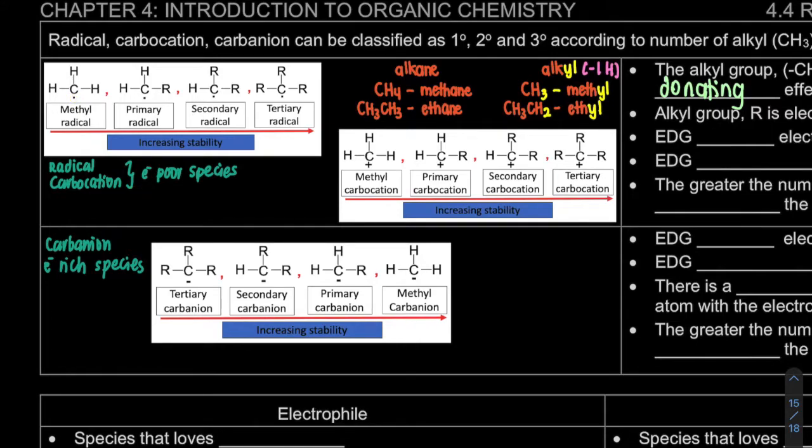Okay, for the case of carbocation, remember, because the bond is broken, otherwise it would actually have 4 bonds, which means it has 8 electrons. But then the electron is being transferred, so the carbocation only has 6 electrons. What it means is that the radical and carbocation haven't achieved an octet, and they are electron poor species.